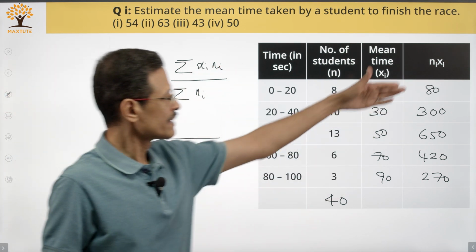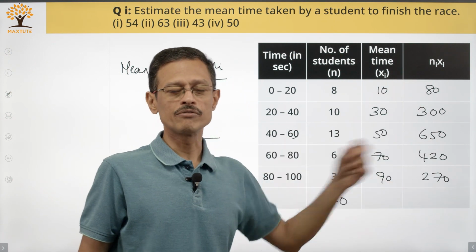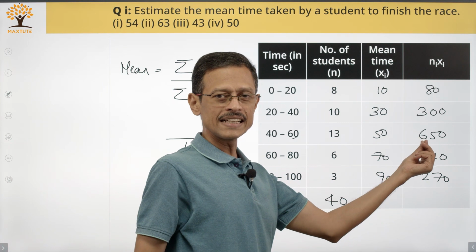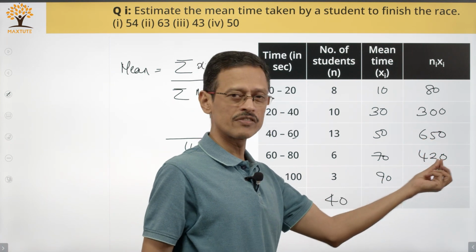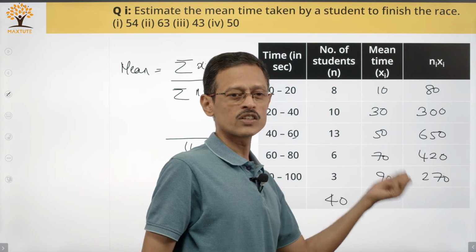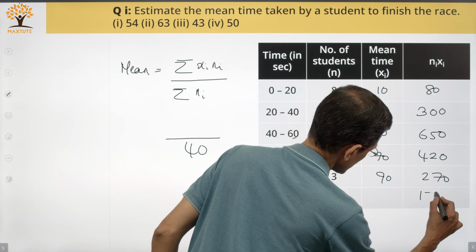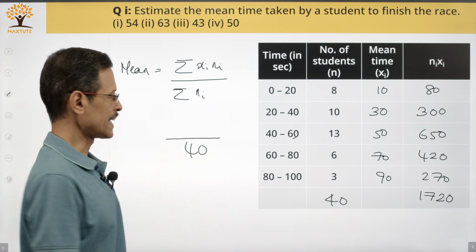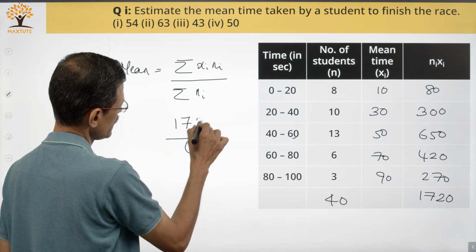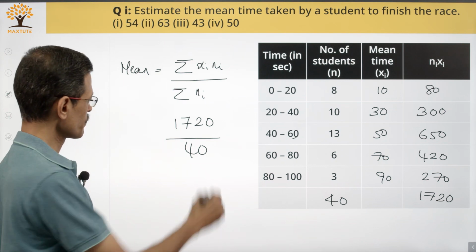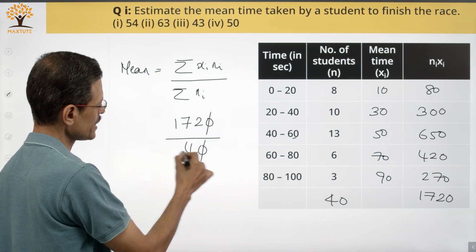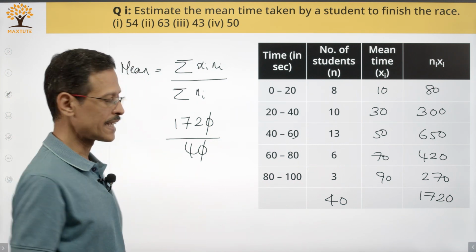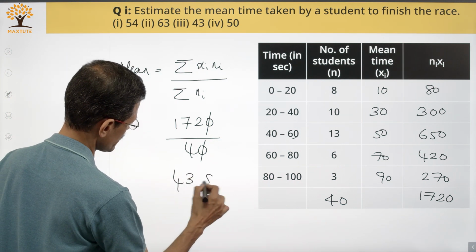For sigma xini, basically add the numbers in the last column, 5 rows, and we'll get the answer. 80, 380, 1030, 1450, 1720. So, that is the sum of all of these values. So, 1720 is sigma nixi. So, 1720 divided by 40 will give us the answer. Cancel the 0 with the 0. 172 divided by 4. 100 by 4 is 25. 72 by 4 is 18. So, 25 plus 18, 43 seconds is the correct answer.